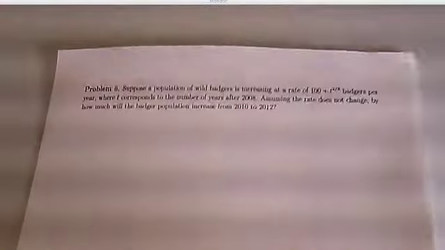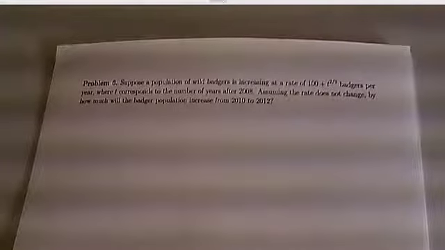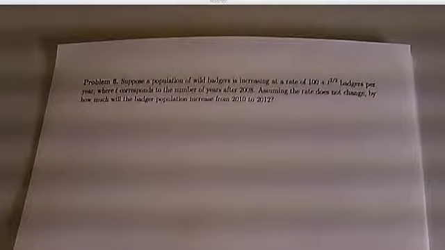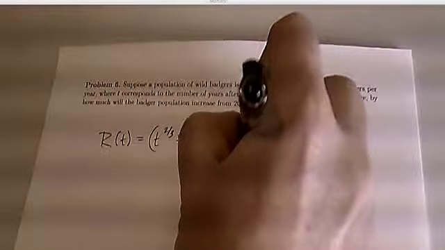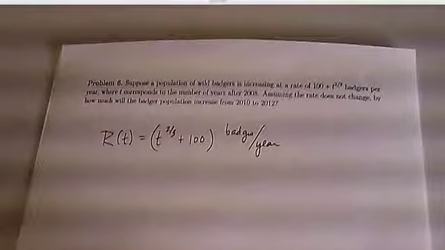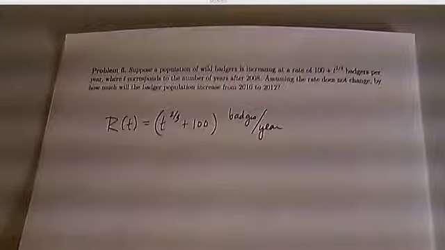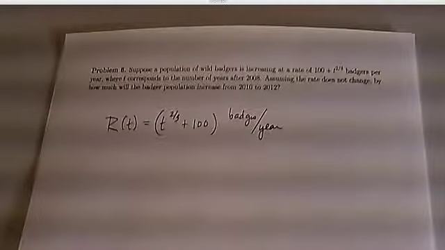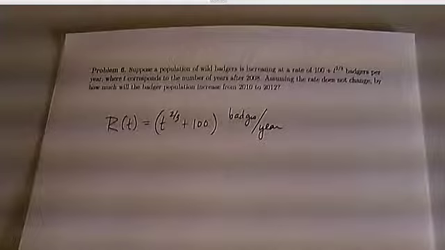Let's go ahead and do one that's not too difficult, but it actually winds up being a little bit more interesting, I think. Suppose a population of wild badgers is increasing at a rate of 100 plus t to the 2/3 badgers per year. So that's your rate function. Let's call it r of t. I want to put it in descending order, so let's go ahead and do that. Badgers per year. Now, where t corresponds to the number of years after 2008, assuming the rate function doesn't change, by how much will the badger population increase from 2010 to 2012?